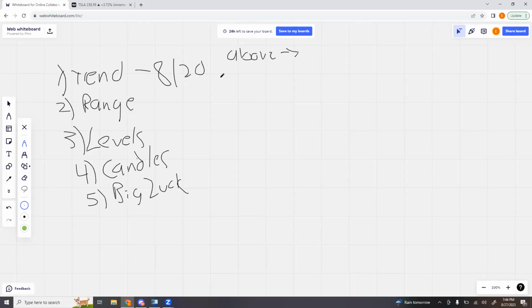What does that mean? I use a 10-minute candle system and a 30-minute. If price action is above the 8 and the 20, what does that mean? The trend is mega bullish. We're just going to write up, okay? We're going to keep it real simple. The trend is up. Now, what if price action is below the 8 and the 20? What does that mean? Down. Simple concept, right?